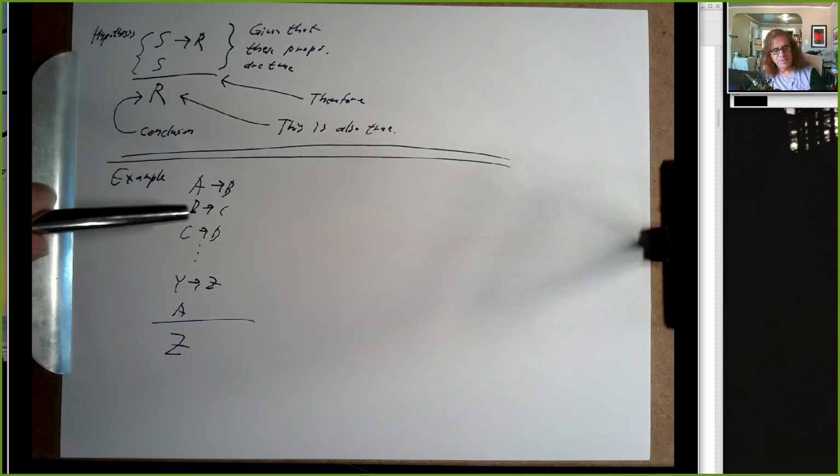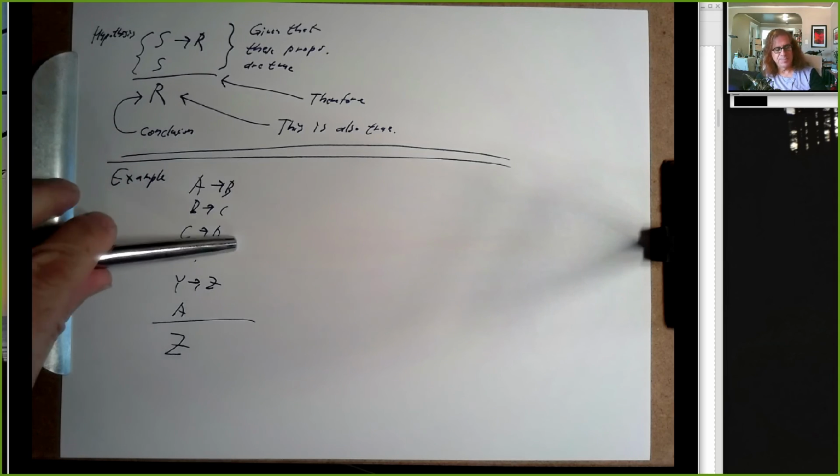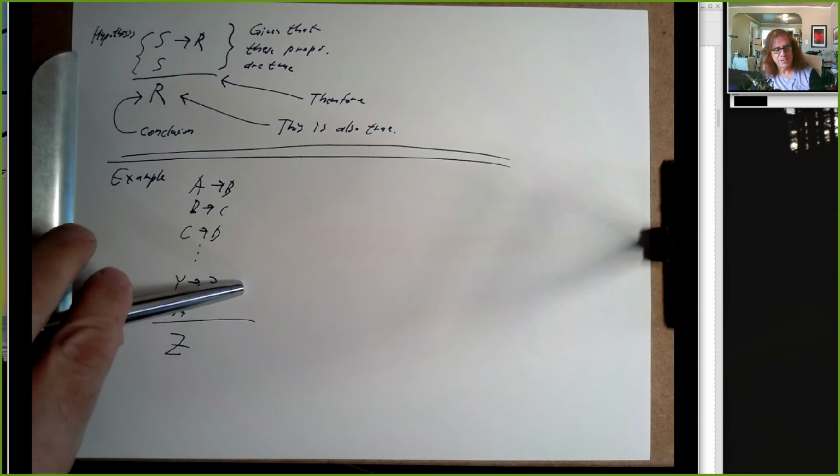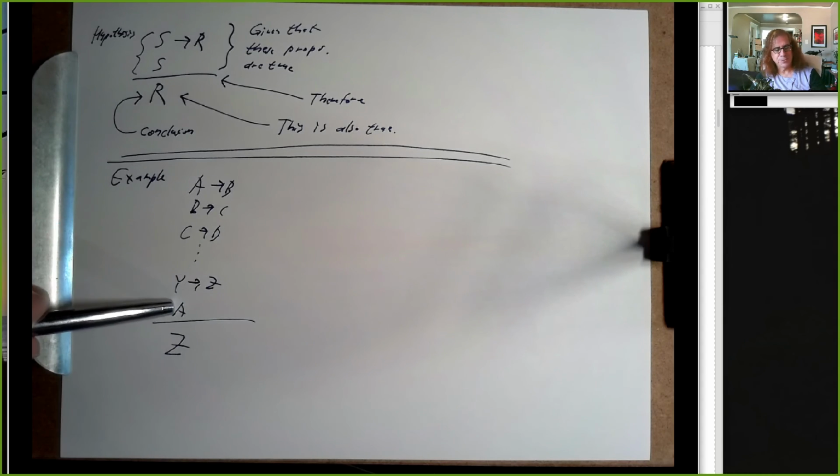If A implies B, and B implies C, and C implies D, and D implies E, and so on and so forth, and Y implies Z, and we are told that A is true, then we can conclude Z is true.